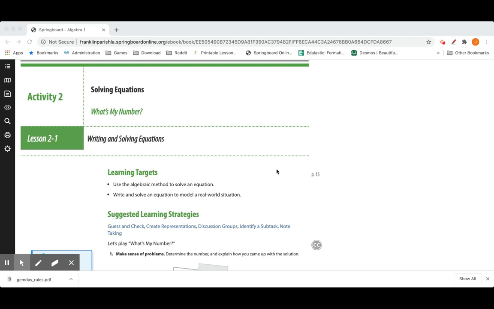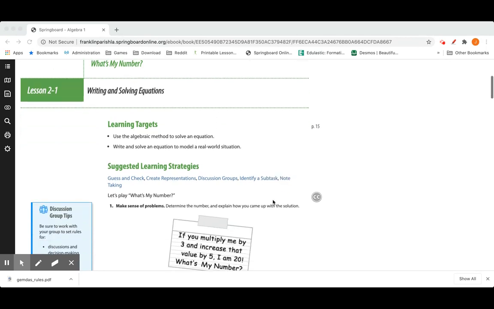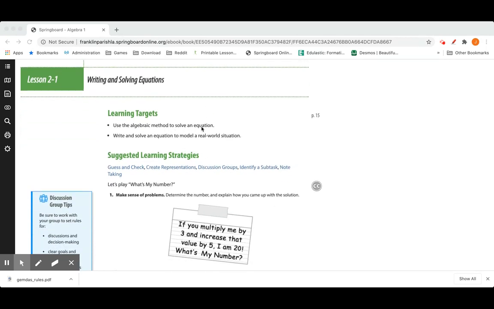Today we're looking at lesson 2-1, starting activity 2, solving equations, with the theme of what's my number. We're going to try to use the algebraic method to solve an equation. We're also going to write and solve an equation to model real-world situations.